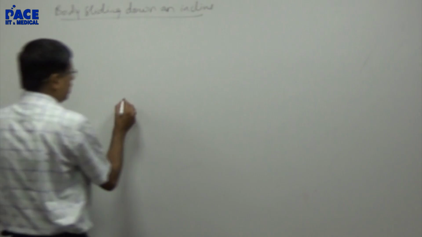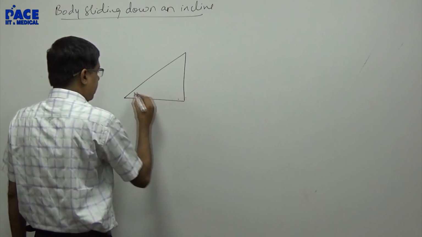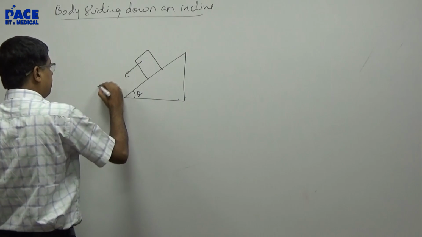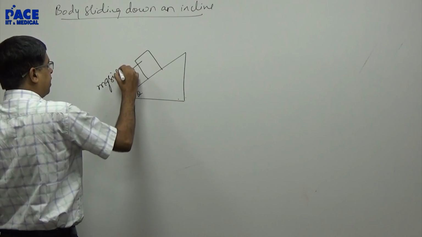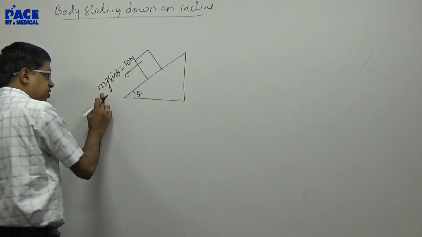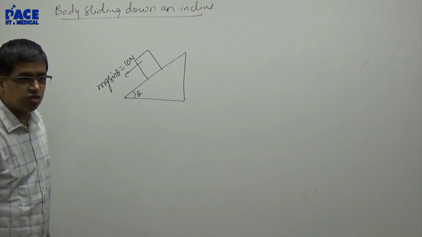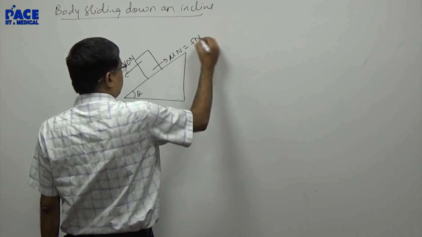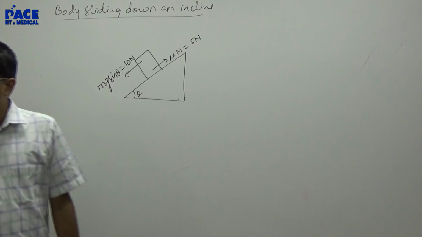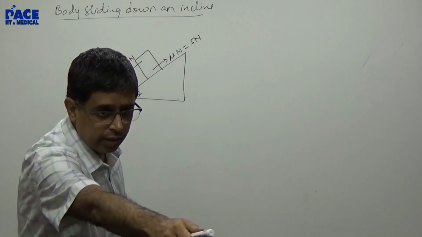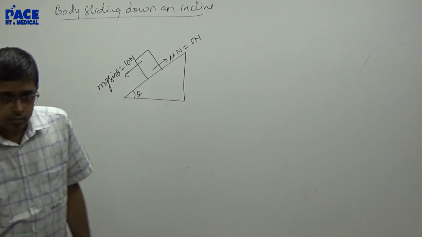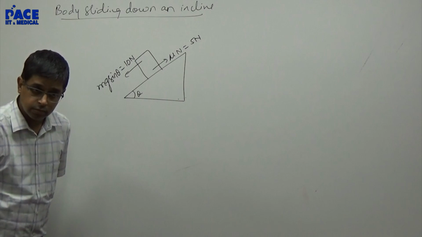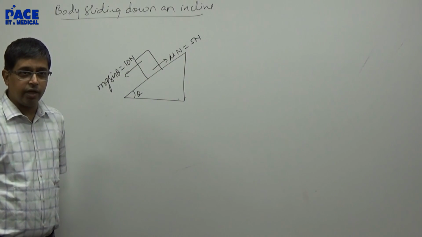Let me take a numerical example. Please pay attention here. I have adjusted the numbers such that mg sin theta is 10 Newton, and the value of mu n I have adjusted as 5 Newton. Will the block slide down the inclined plane?